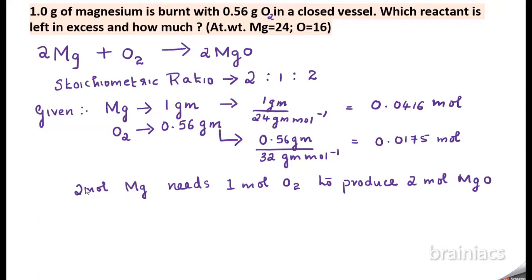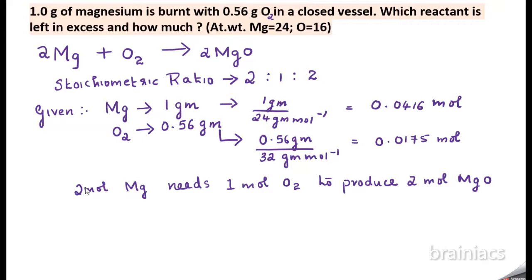Now, what they are asking in the question: which reactant is left in excess and how much? They are telling that when you are given magnesium of this much quantity, 0.0416, and O2 of the quantity 0.0175, one of the reactants will be left in excess. That means there is a limiting reagent in this case. Whenever there are two reactants and the quantity is given for both, there is always a possibility of a limiting reagent. So we will check how to find this limiting reagent here.